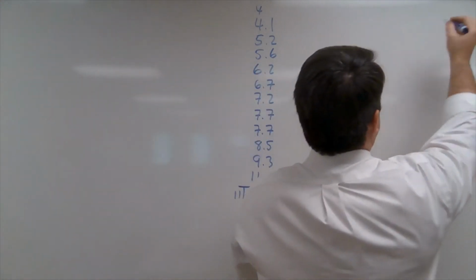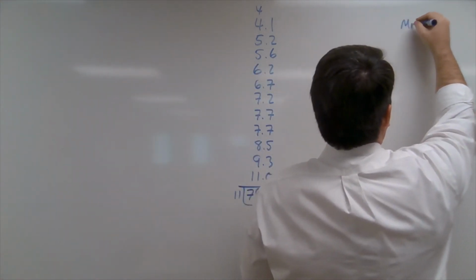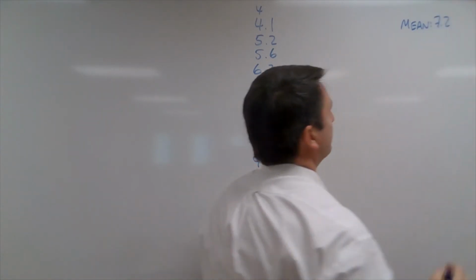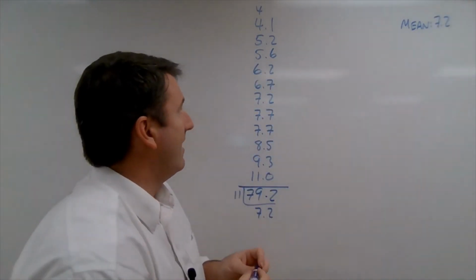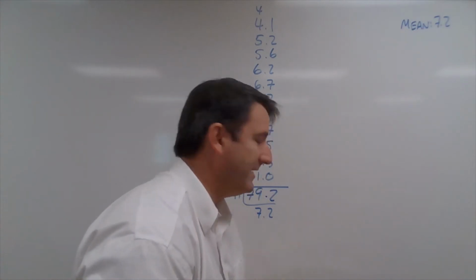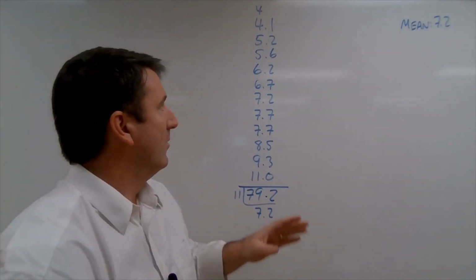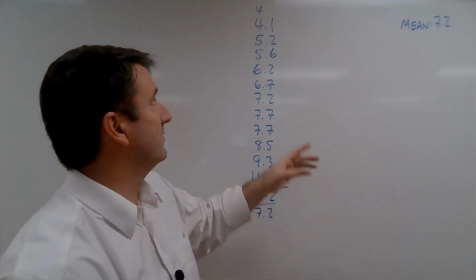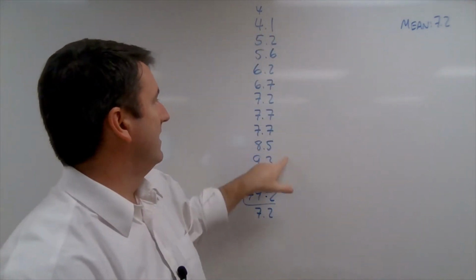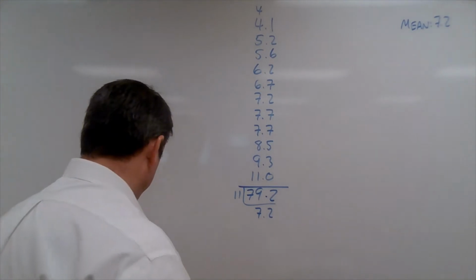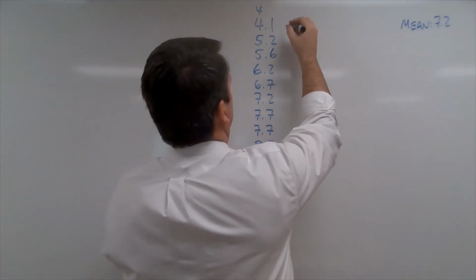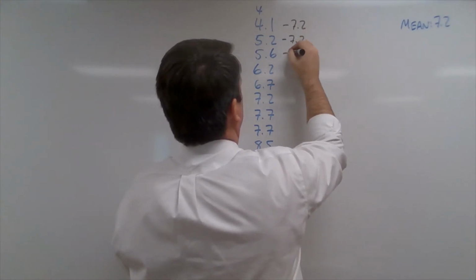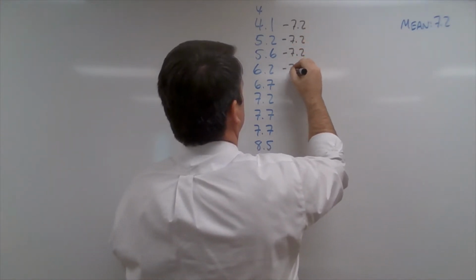So let's stick that over here. We'll put mean 7.2. Now, to calculate the standard deviation, we're going to need to first find all of the deviations from the mean. So we're going to subtract the mean from each of these data values. So we'll just subtract 7.2 from each of these.